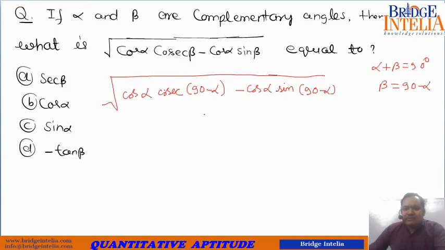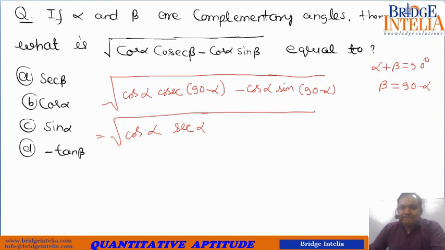Now is the time to take complementary ratios, because you have involved complementary angles. You are using 90 minus alpha. So this can be rewritten as cos alpha. So what is complementary of cosec? Complementary of cosec is sec. So this becomes sec alpha minus cos alpha into sine of 90 minus alpha. So what is complementary angle of sine? It is cos. So this is what? Cos alpha. Okay.